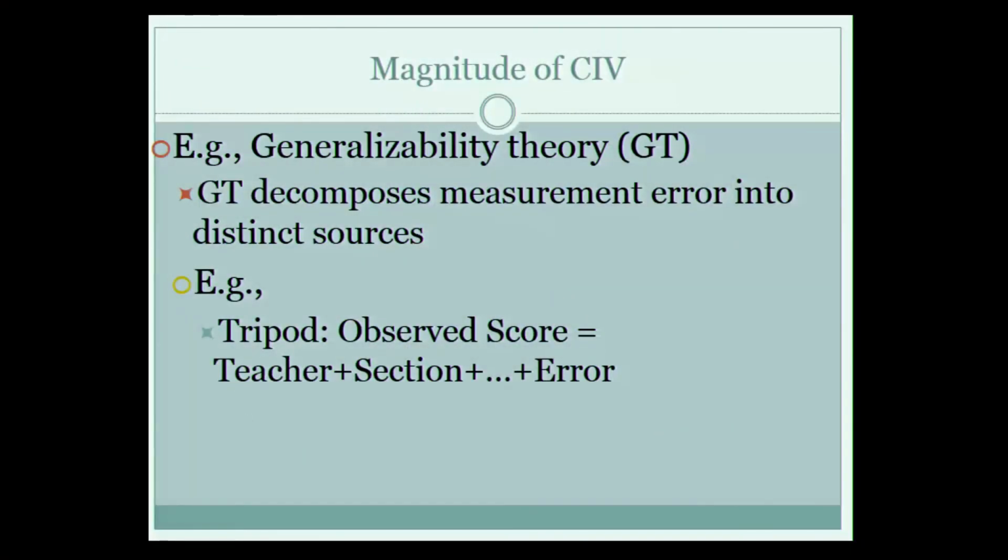One of the tools that people often use to understand construct-relevant variation and map its magnitude is generalizability theory. Generalizability theory tries to decompose measurement error, or the observed variability, into distinct sources. One being the object of measurement, in other words, your target of inference, what you actually want.